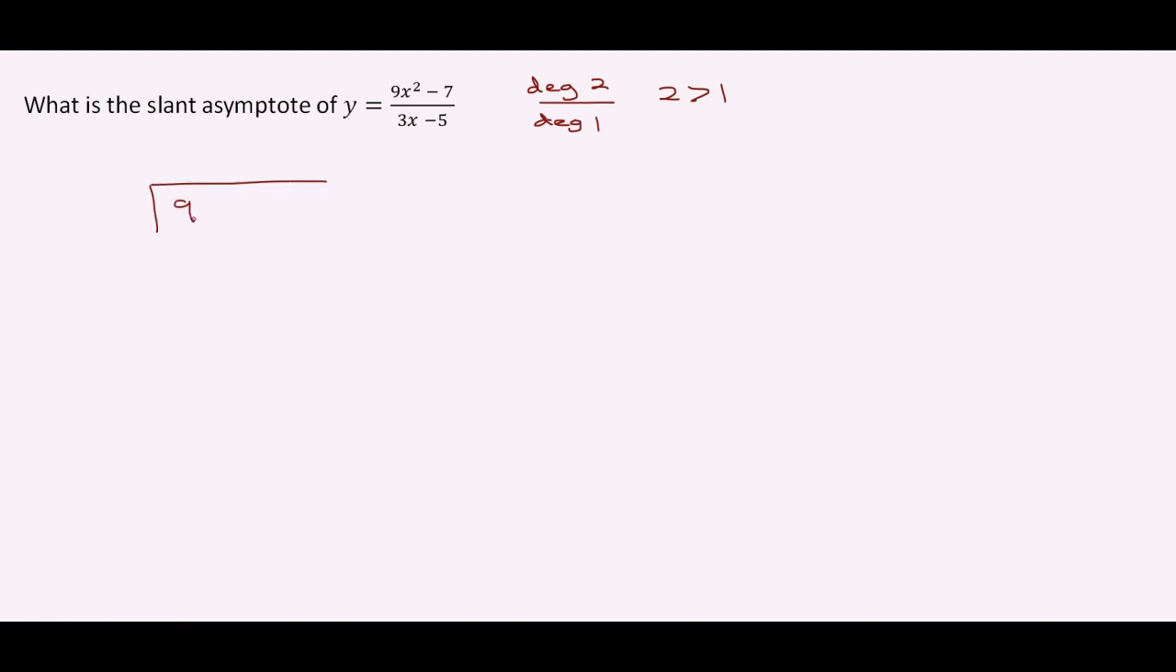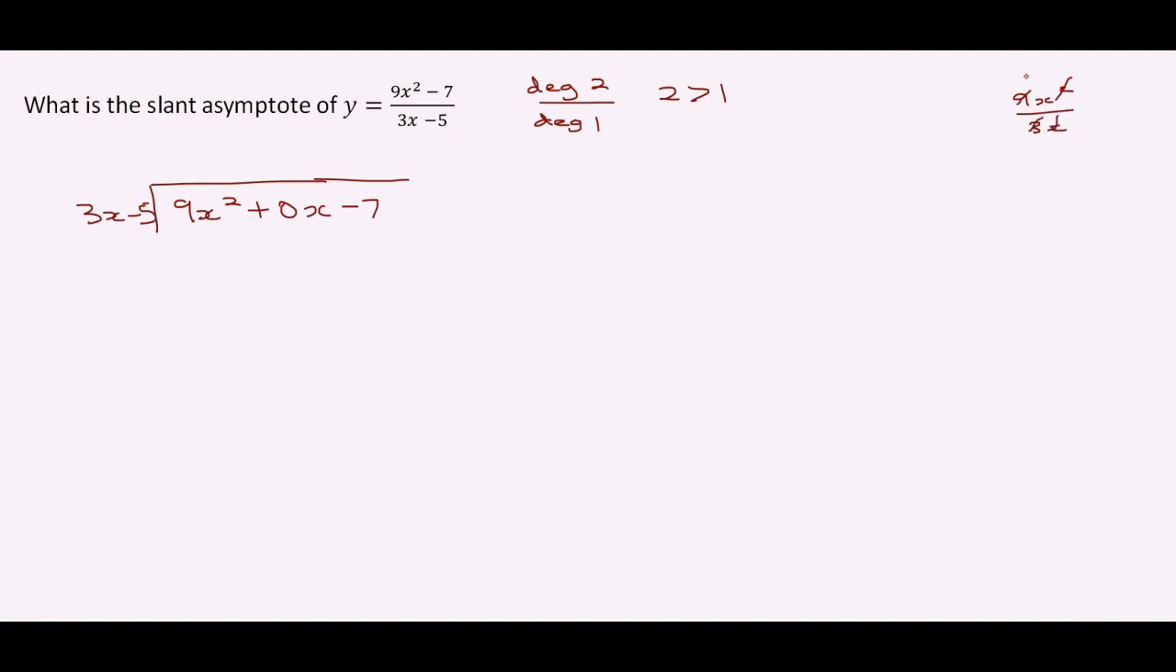So we have 9x squared. Now what I typically like to do is show all the possible exponents of x. If there's no value for it, I put a 0. So I'm going to put a plus 0x minus 7 divided by 3x minus 5. So I'm going to divide 9x squared by 3x. Let's show that right here: 9x squared divided by 3x.